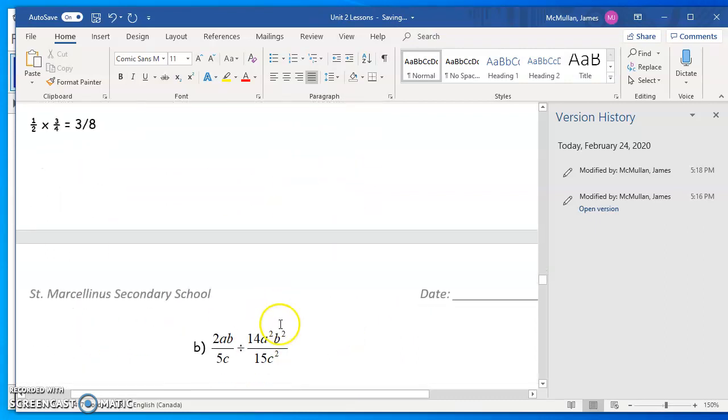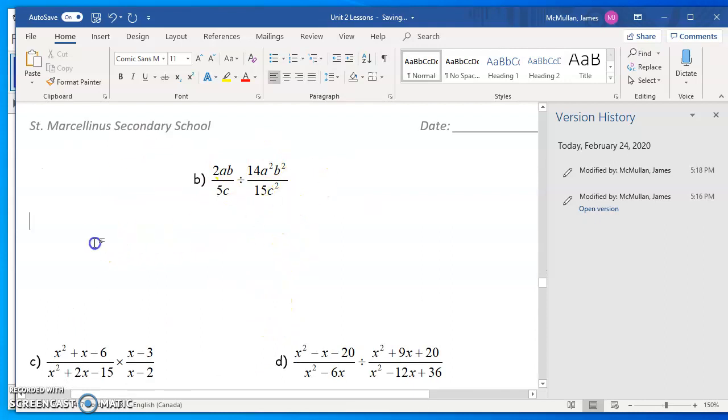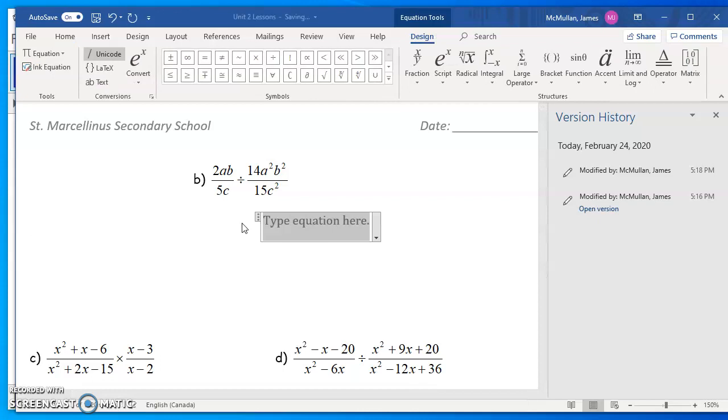Okay, so let's go ahead and try a second one here. So again, when you're dividing, remember that to divide by a fraction is to multiply by its reciprocal. So with this one, let's start and make an expression for its restrictions. C is not allowed to be 0 because C is in the denominator.